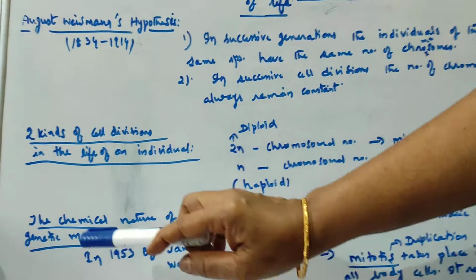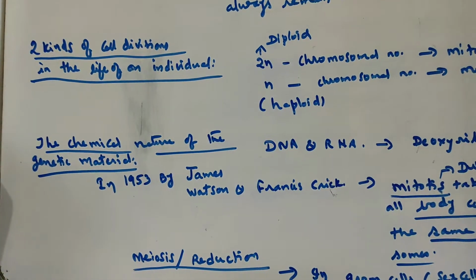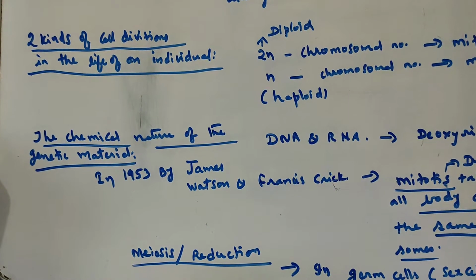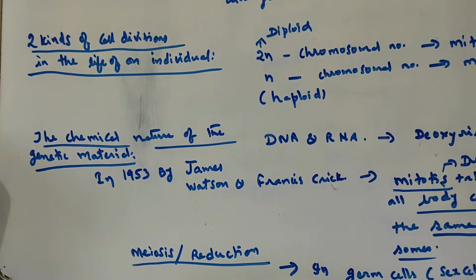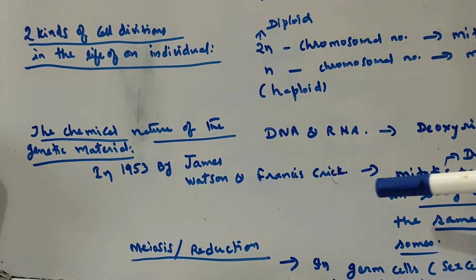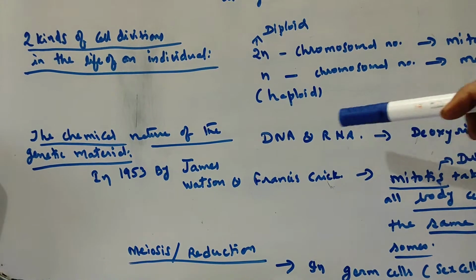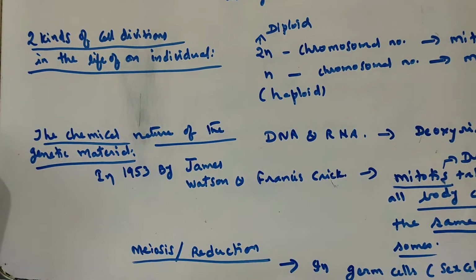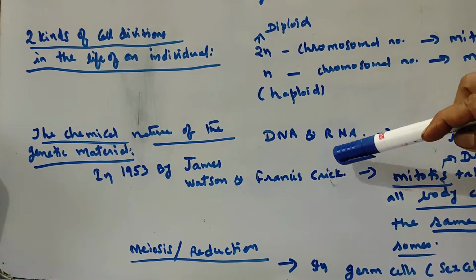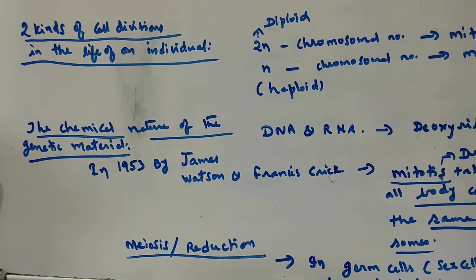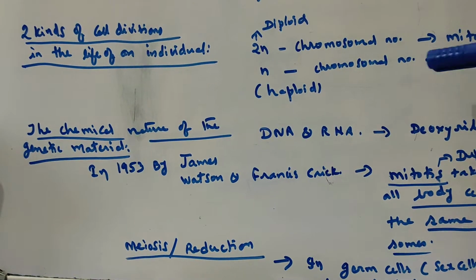The next one is the chemical nature of the genetic material. Actually, what is the genetic material? That is DNA and RNA. First time they observed that something is there in the nucleus of the cell. So the material which is present in the nucleus of the cell is nothing but the DNA and RNA. This is having the chemical nature. This is nothing but the deoxyribonucleic acid, and this is ribonucleic acid. So these two are present in the chromosomes, that is within the nucleus.